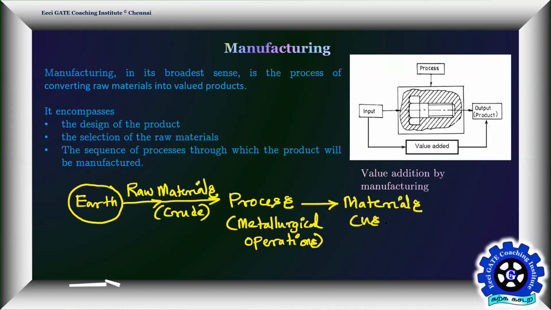Usable materials in the sense that you can use mild steel, you can use cast iron, you can use aluminium. That is what I'm saying, right? Once you convert this raw material, by using this manufacturing process, MP is manufacturing process, you get a valued product.